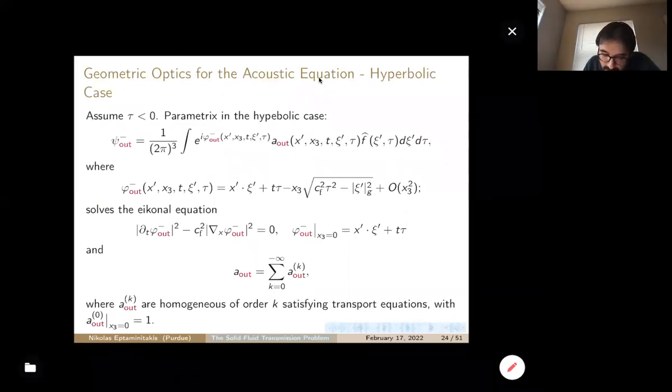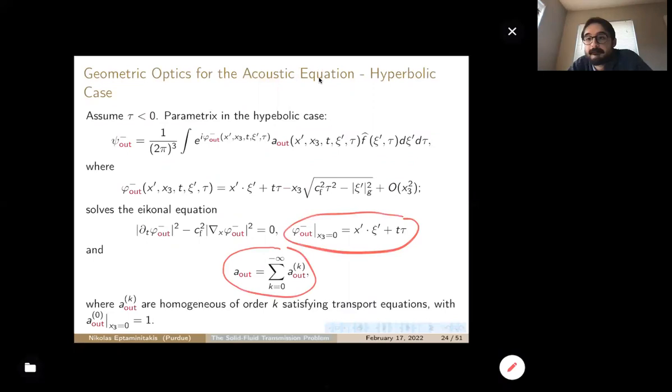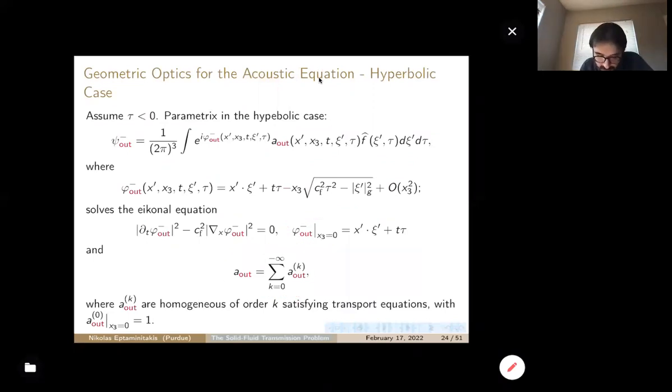So here we need to solve an eikonal equation, right? This is always a standard theme, let's say, in this geometric optics business. You want to be able to solve the eikonal equation with the initial data over here, and if you're able to do that, then you can solve for the amplitude by solving transport equations along the null bicharacteristics of the Hamiltonian corresponding to the wave speed of the fluid.